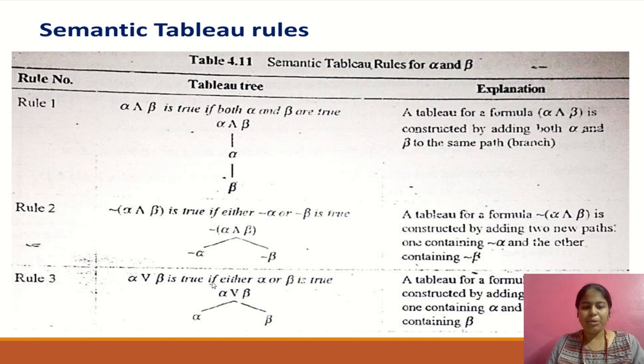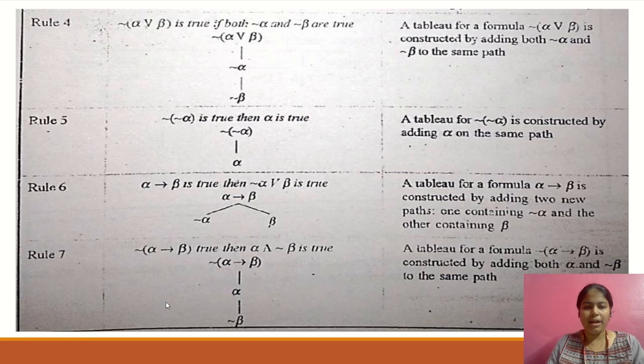Similarly, alpha or beta is true if either alpha or beta is true. A tableau for the formula alpha or beta is constructed by adding 2 new paths, one containing alpha and the other containing beta. Rule 4. Negation of alpha or beta. This becomes negation alpha and negation beta, which is true if both negation alpha and negation beta are true. Therefore, both are placed in the same path. Rule 5. Negation of negation alpha is true when alpha is true. Therefore, a tableau for negation of negation alpha is constructed by adding alpha on the same path.